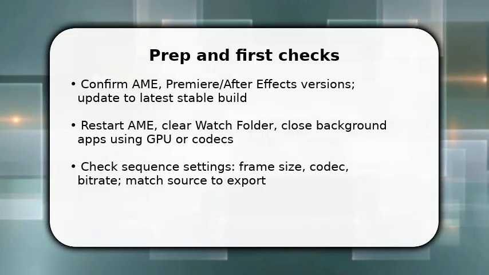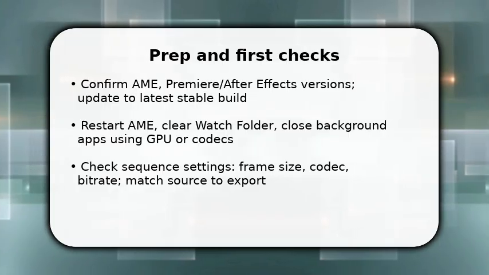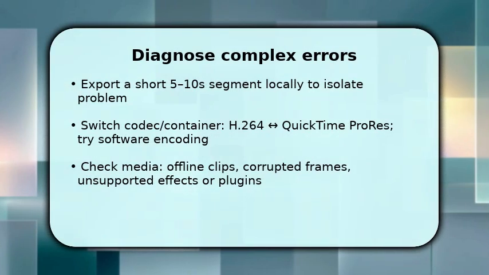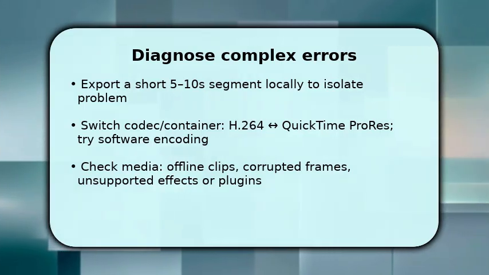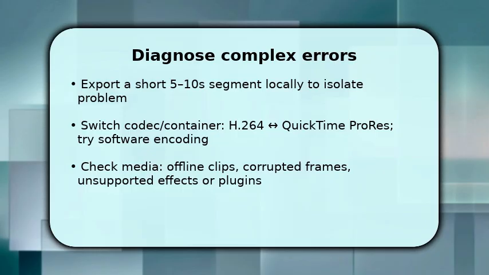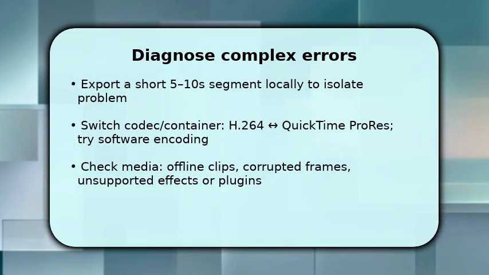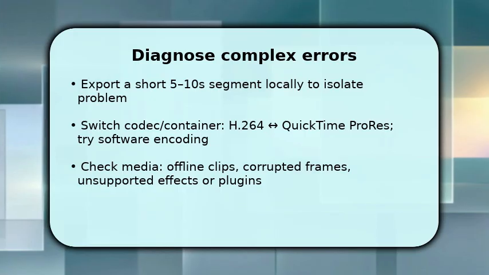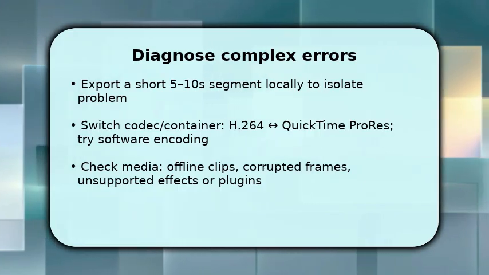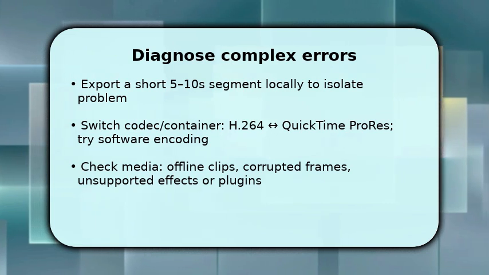You need to narrow the fault. Export a short 5 to 10 second range of the timeline to your disk. Once done, examine that clip. If it exports, the issue is likely a clip or effect later in the timeline. Next, change codec or container and toggle hardware acceleration off to force software encoding. This often avoids driver or GPU bugs. Also inspect media for offline or corrupted files and disable third-party plugins, because unsupported effects frequently cause compile failures.